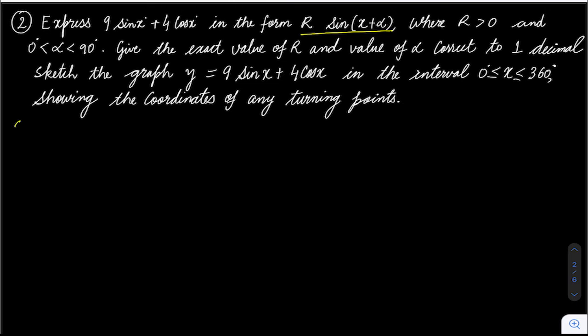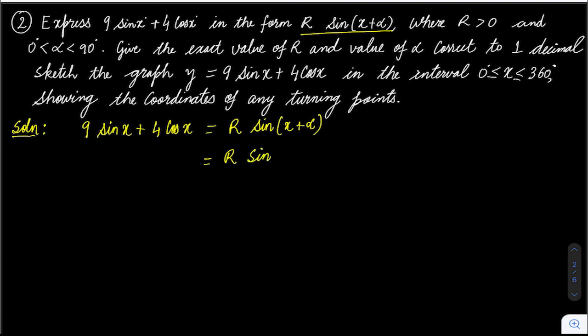Okay, so this is a little lengthy question. So let's do it step by step. First, let's find R and alpha. They are saying to express 9 sin x plus 4 cos x in the form of R times sine x plus alpha. So first I will write that this is equal to R sine x plus alpha. Then I will use the trigonometric identity sine of a plus b, which is sine a cos b plus cos a sine b.